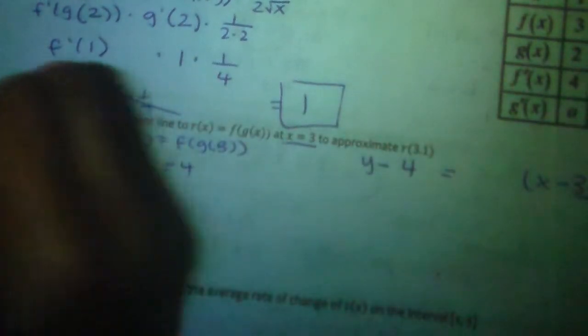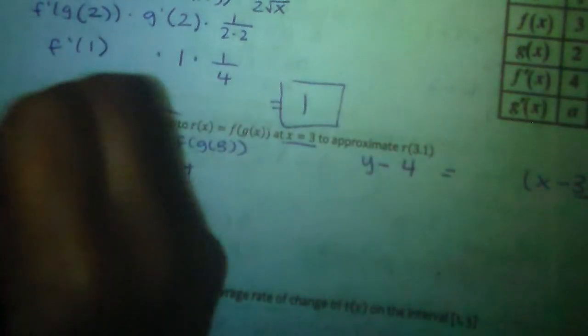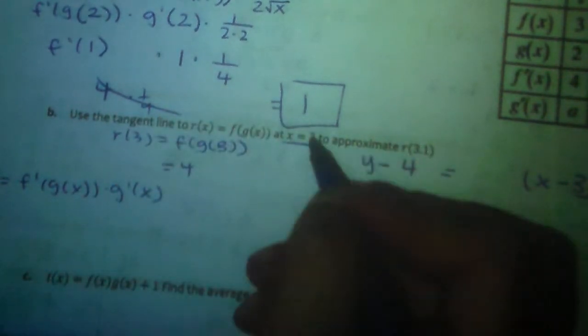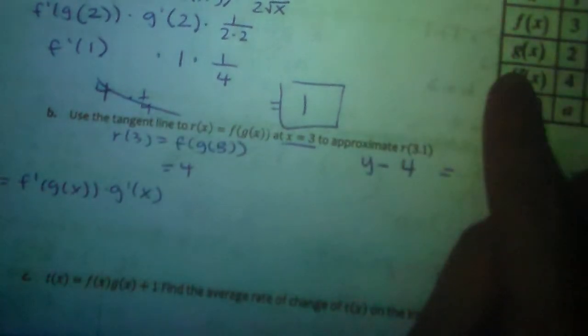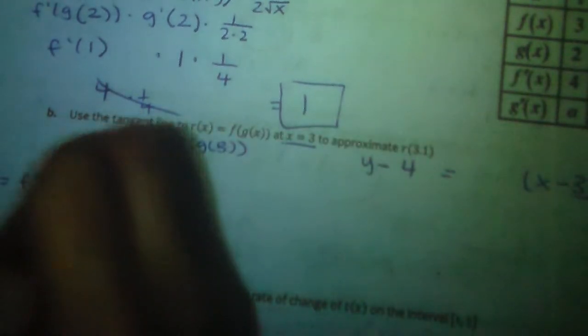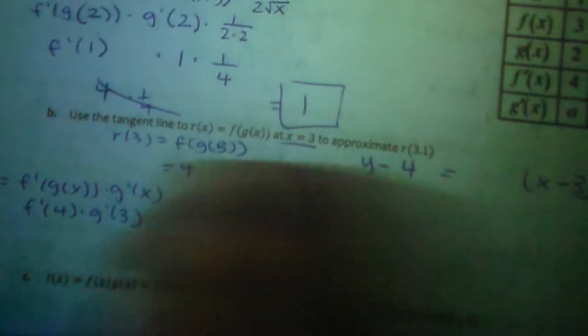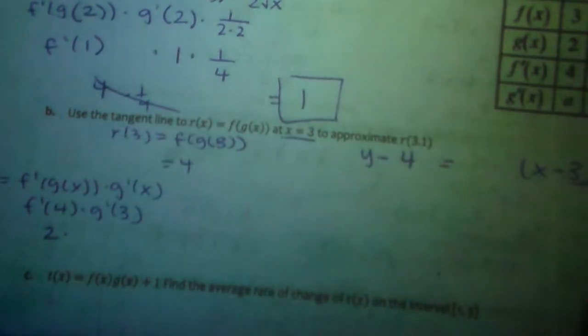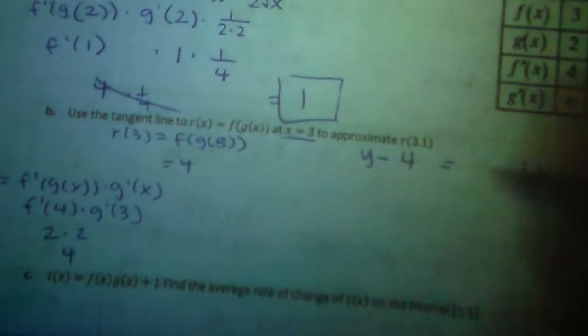Now derivative, got to use chain rule. So that would be f prime of g times g prime of x. Plug in at 3. So this is g of 3 is 4. So this is f prime of 4 times g prime of 3. F prime of 4 is 2. G prime of 3 is 2. This is 4. That's my slope.